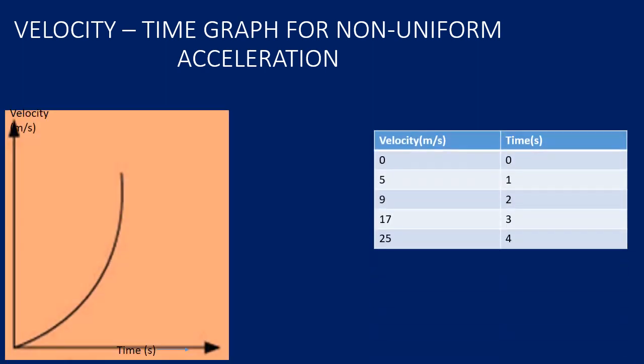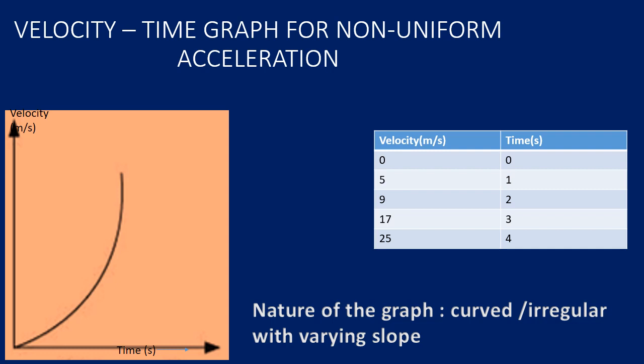So look at the data that is given here. You can see very clearly that the change in velocity is not equal. In the first interval, after the first second, the change in velocity was 5 meter per second. In the second, it reduced to 4 meter per second. Again, it increased. So the graph that we get is nearly curved, or we can say we get an irregular graph, and the slope will also be a varying slope.